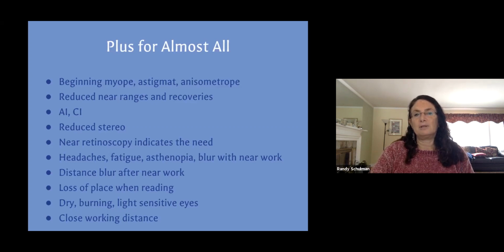And I'll talk about him a little bit more, but he said that you could really give a plus to everyone. And then he modified that. He said, well, not everybody, but you can give a plus for almost all of your patients. He said beginning myopes, astigmatics, anisometropes, anybody with reduced ranges and recoveries at near, accommodative insufficiency, convergence insufficiency. And there's another little side note. Why would plus help a CI?